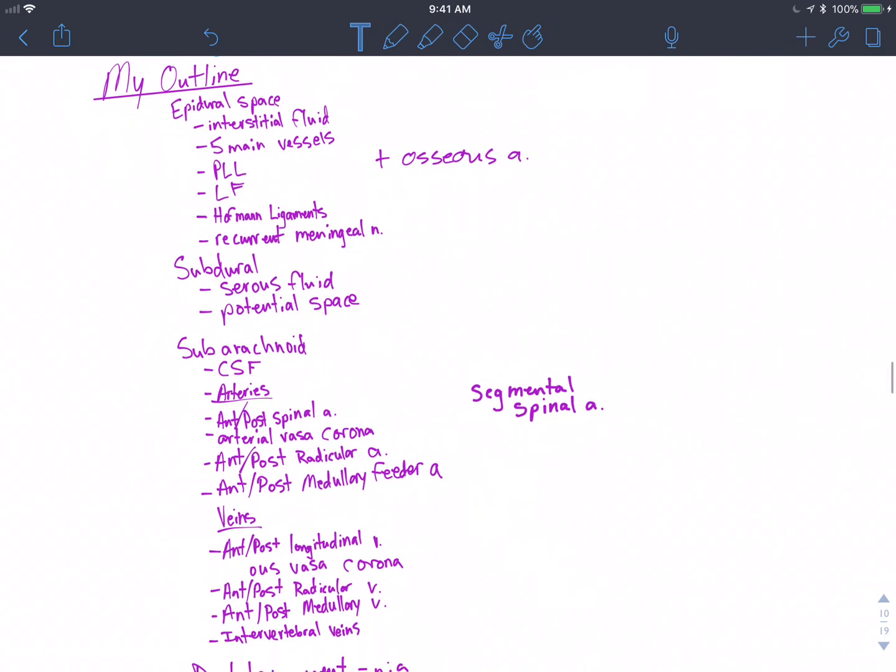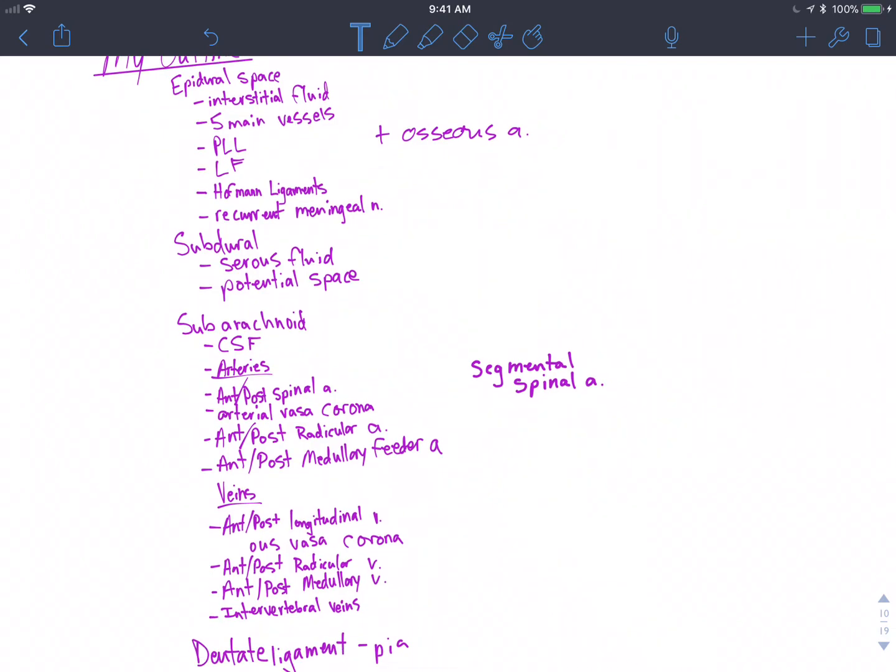I'll leave you with this outline. This is just my way of grouping it together, but another thing to keep in mind is not just the vessels, but what else is filling the empty space as far as fluids go. So in the epidural space, we have the interstitial fluid. In the subdural, that's a potential space, nice and tight with the serous fluid. And then subarachnoid, we have that CSF, right, spinal taps.